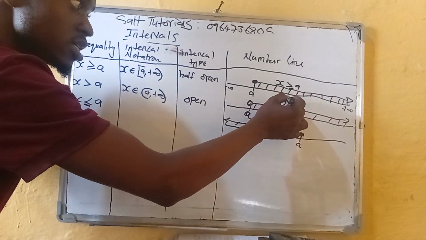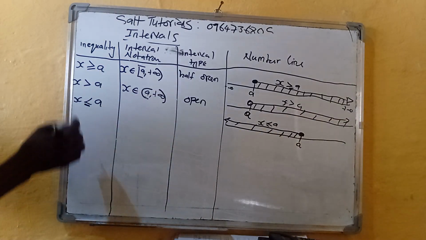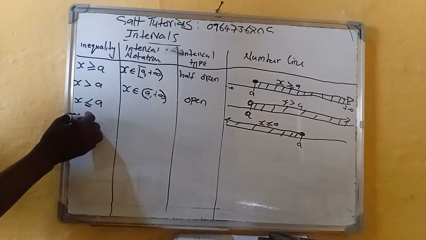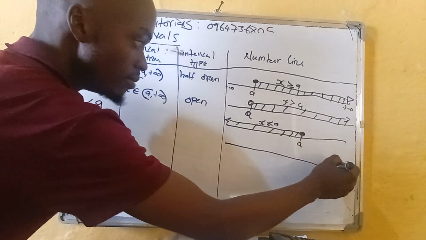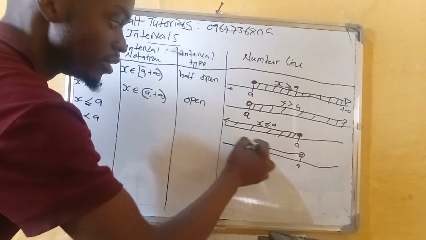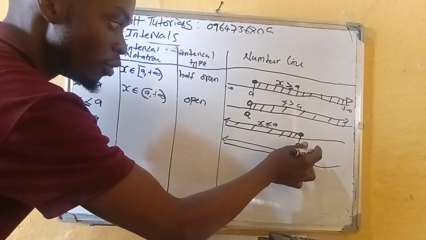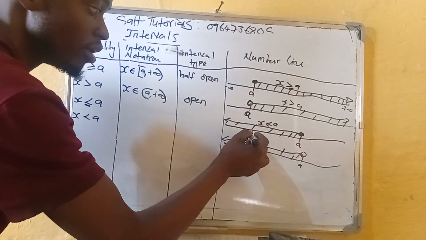This one was x greater than a alone. But if I had x is less than a without equality, from a, you open your bubble, you go to that direction. This bubble will be open and not shaded. This is the kind of description we're going to have.